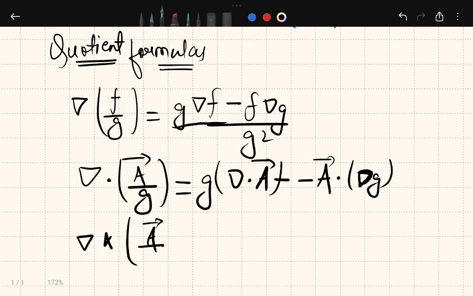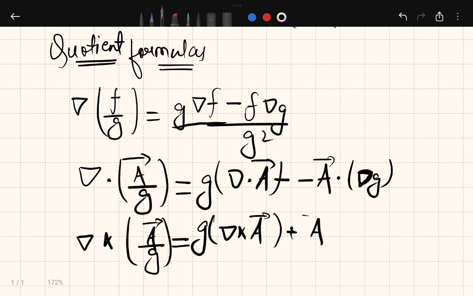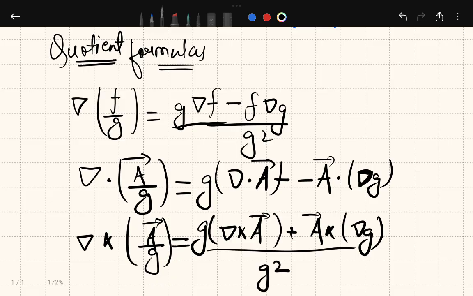Now, taking the curl of A vector upon g. In this case, what we do is we multiply g with curl of A and add the cross multiplication of A vector with the gradient of g, and we divide this entire thing by g square.